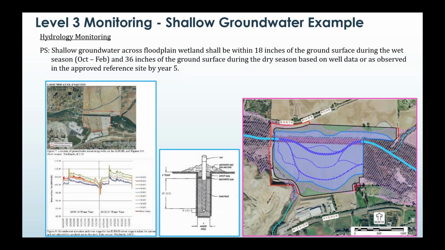I don't think this is one of their real performance standards, but this is what I've got here. Shallow groundwater across the floodplain wetland shall be within 18 inches of ground surface during the wet season, which in this region is October to February, and then 36 inches of ground surface during the dry season based on well data, or, and this is important, or as observed in the approved reference site by year 5. Year 5 is because this site had 10 feet of fill on it for a long time, plus construction. It very well could be heavily compacted, and we need time for those plants to get their roots in there, break up the soil, and let the groundwater do its thing with aerating the soil and whatnot. So that's my little theoretical performance standard there.